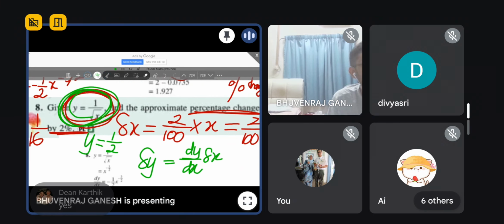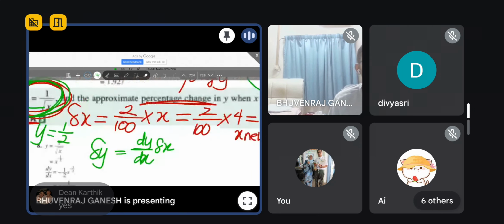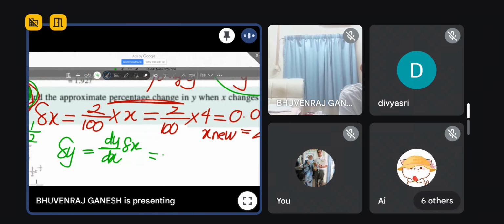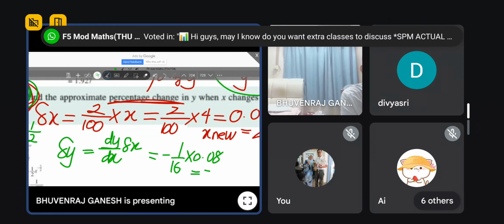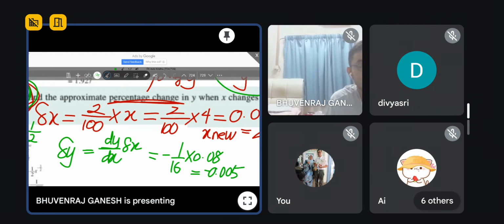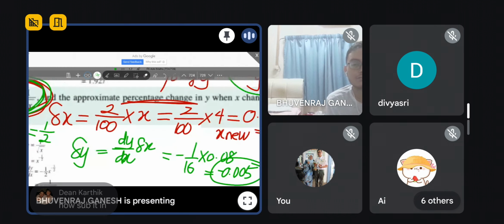Okay, so dy/dx is negative 1/16. So substitute delta x, which we already found earlier, 0.08. So your final answer, you will get negative 0.005. So this is going to be your delta y. Does everyone understand? Can you get it so far?